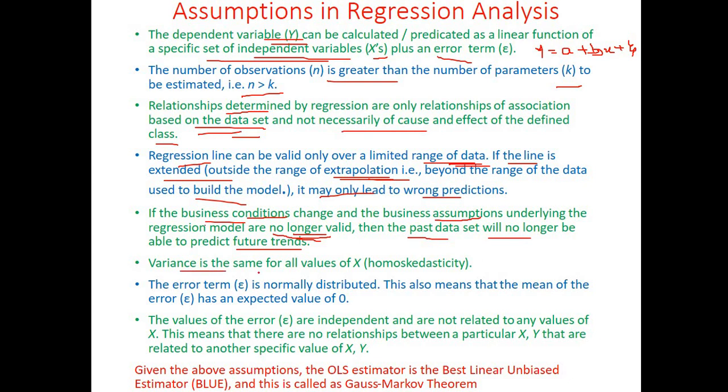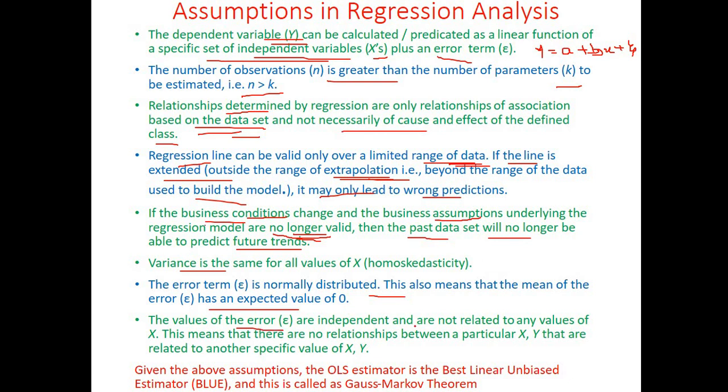Variance is the same for all values of x. The error term is normally distributed. This means that the mean of the error has an expected value of 0. That is very simple. For a normal distribution, the mean is generally 0. Therefore, if the error term is normally distributed, automatically the mean of the error term is also 0.